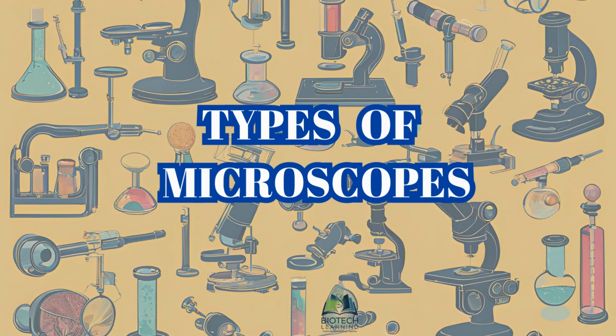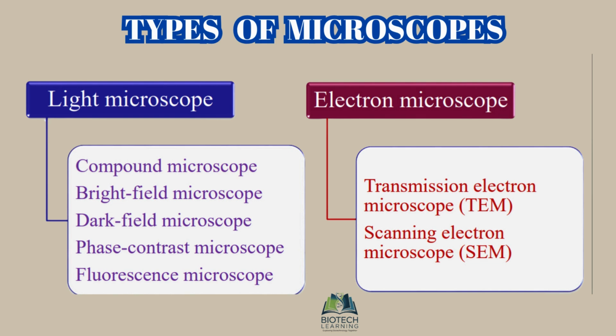Did you know there are two main types of microscopes? First, we have light microscopes, which depend on visible light to magnify objects. These include compound microscopes, bright field microscopes, dark field microscopes, phase contrast microscopes, and fluorescence microscopes. Then, there are electron microscopes, which use beams of electrons for incredible detail.